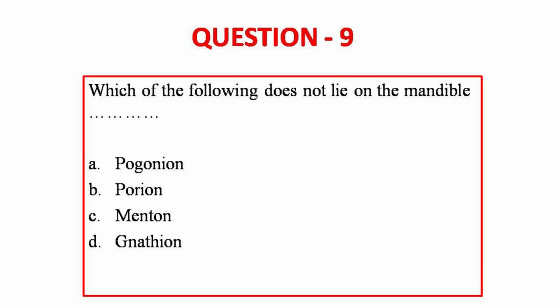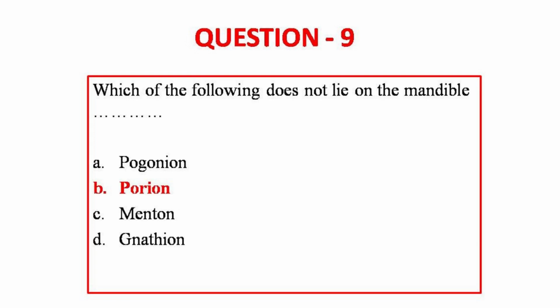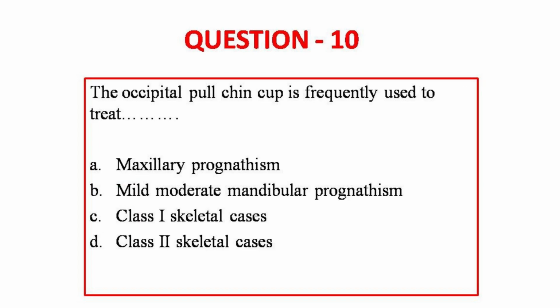Which of the following does not lie on the mandible? They've given 4 options: pogonion, porion, menton, and gnathion. The answer to this question is B, porion. So if you see what is this porion, it is the highest bony point on the upper margin of the external auditory meatus. So it does not lie on the mandible. So moving on to question number 10.